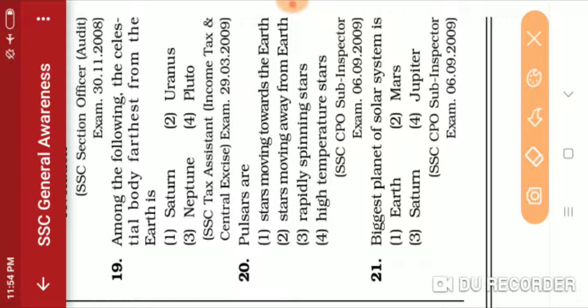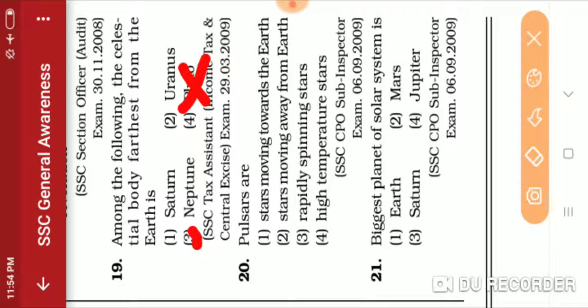Among the following, the celestial body farthest from the earth. So which is the farthest from the earth? This is technically wrong but we'll go with Pluto. We will not do anything because Pluto is not a planet, so we will go with Neptune, farthest, and it is farthest from the sun also. Okay, you know Neptune.